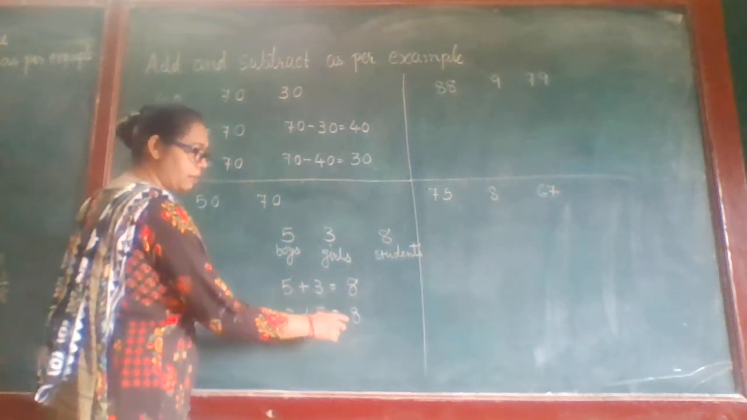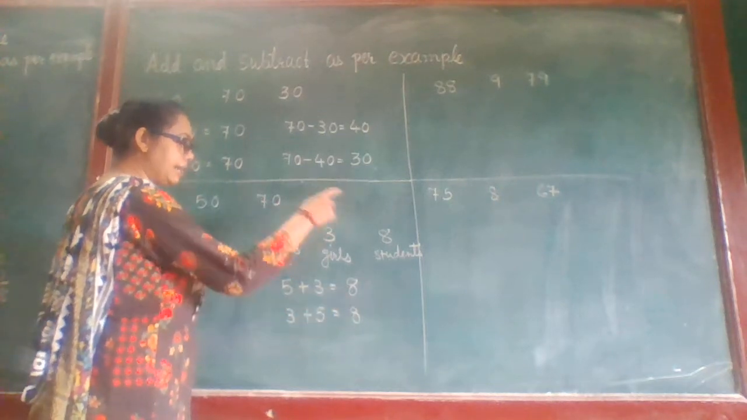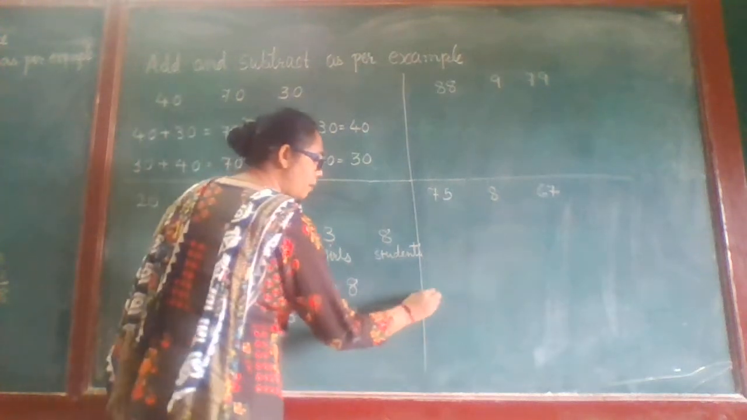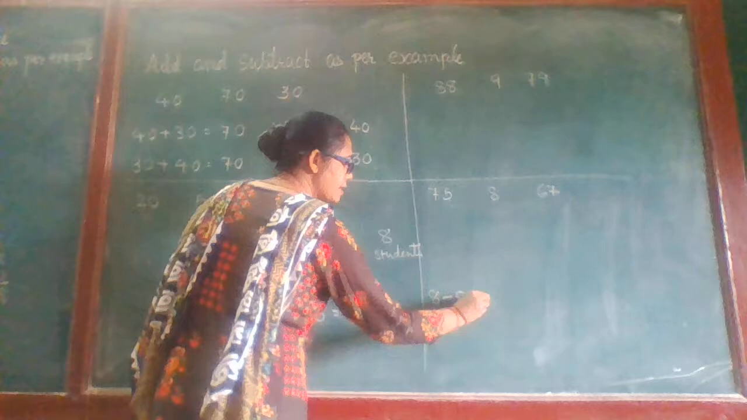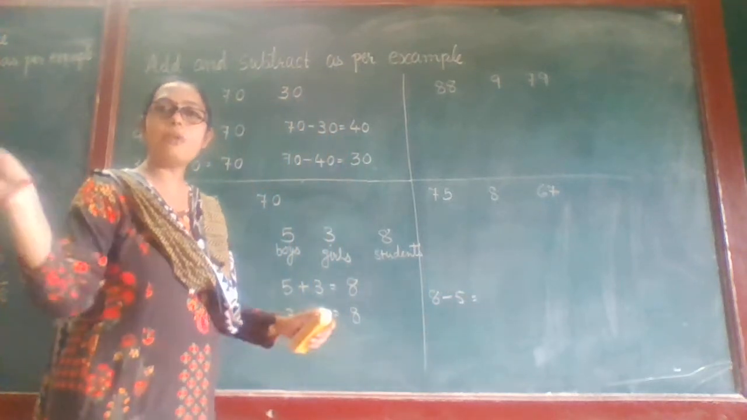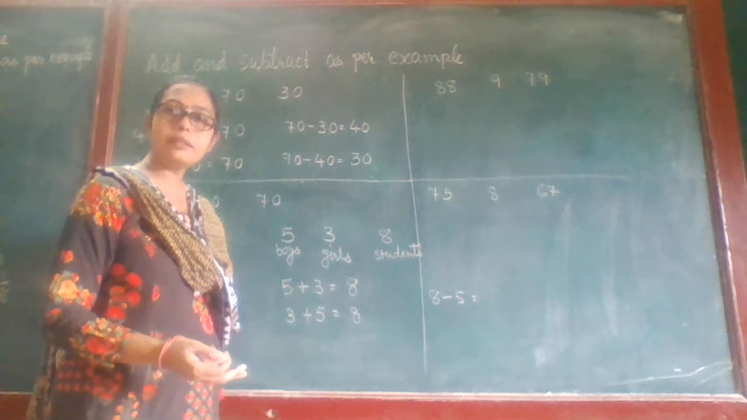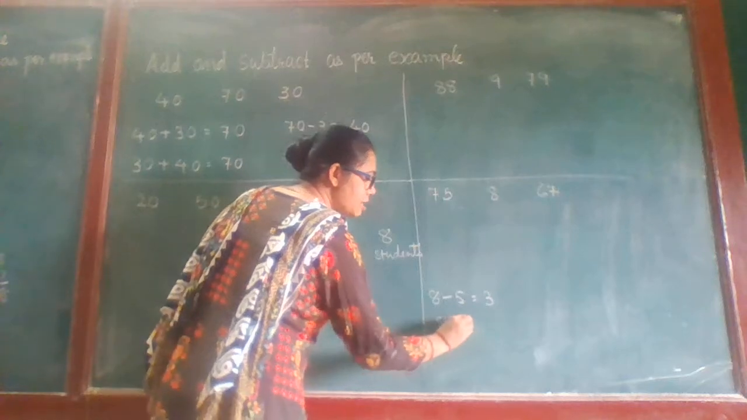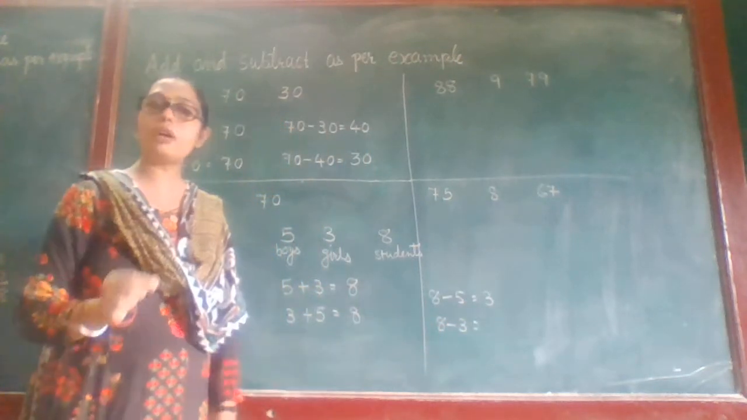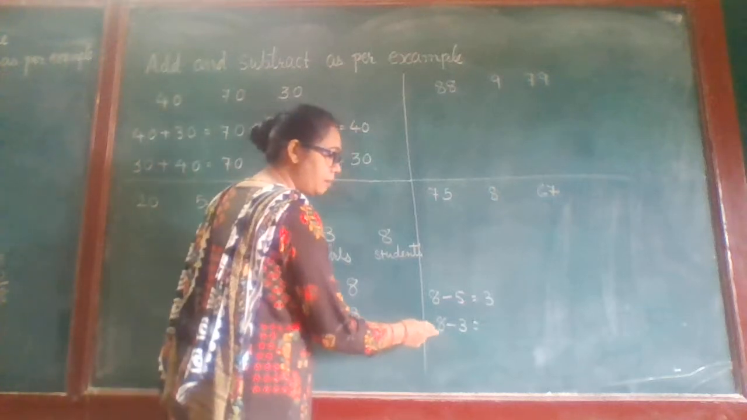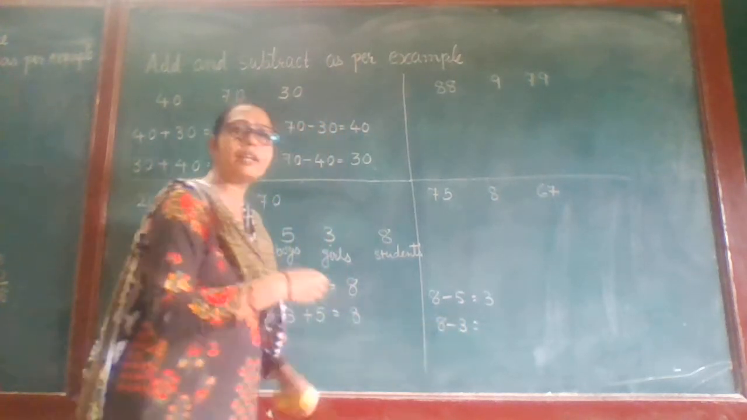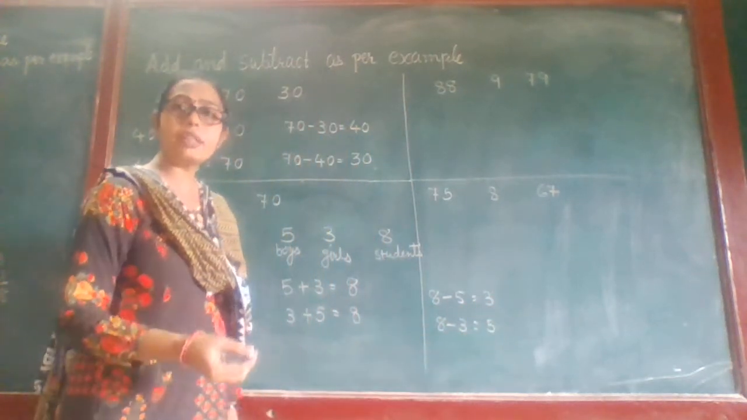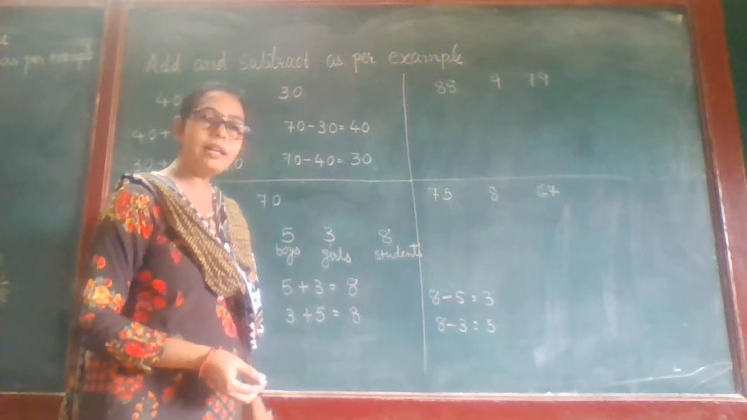Okay, so 8. In 8, what is there? In 8, 5 boys and 3 girls are there. Now from 8, I subtract 5 boys. I remove 5 boys from 8. So what remains? Only 3 girls. Now suppose I subtract 3 girls from 8. 8 means the total number of students. And from the total number of students, I subtract 3 girls. So what remains? 5 boys. So without calculation, we can write the answer.